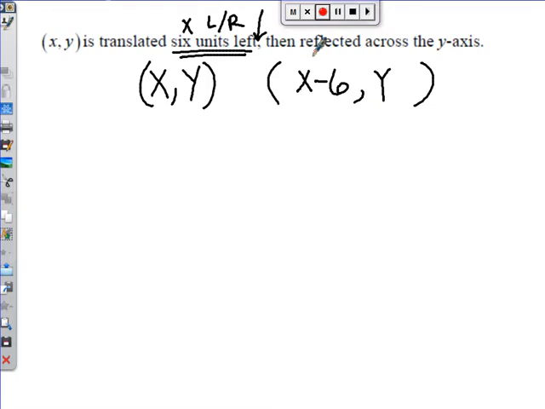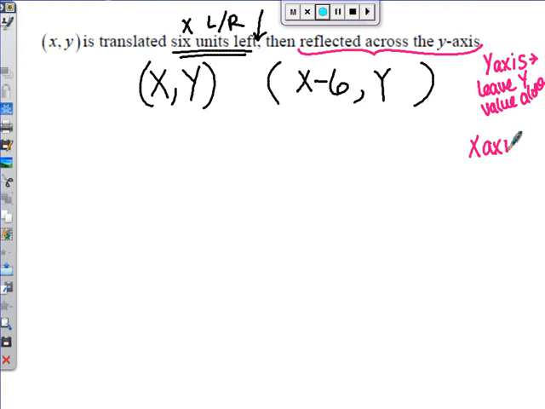The last step is you'd like to reflect it across the y-axis. Now, just to summarize, if you want to reflect something over the y-axis, you leave the y value alone. What I mean by that is you're going to negate the x value, or make the x value the opposite, but you leave the y value alone. In the same respect, if you want to flip something over the x-axis, you're going to leave the x value alone, and you're going to negate the y.